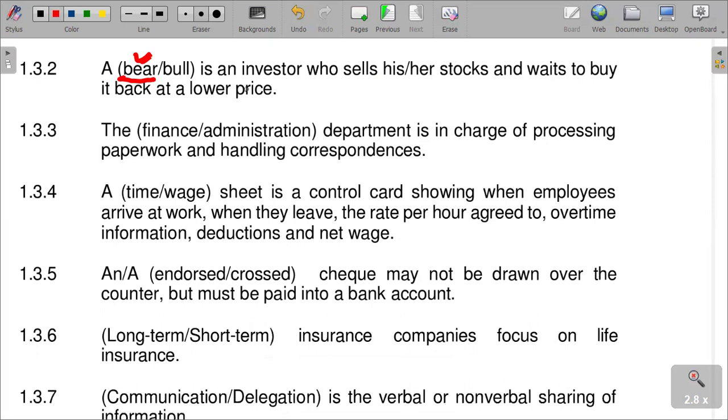Number 3, the dash department is in charge of processing paperwork and handling correspondence. Actually, we are talking about administration.